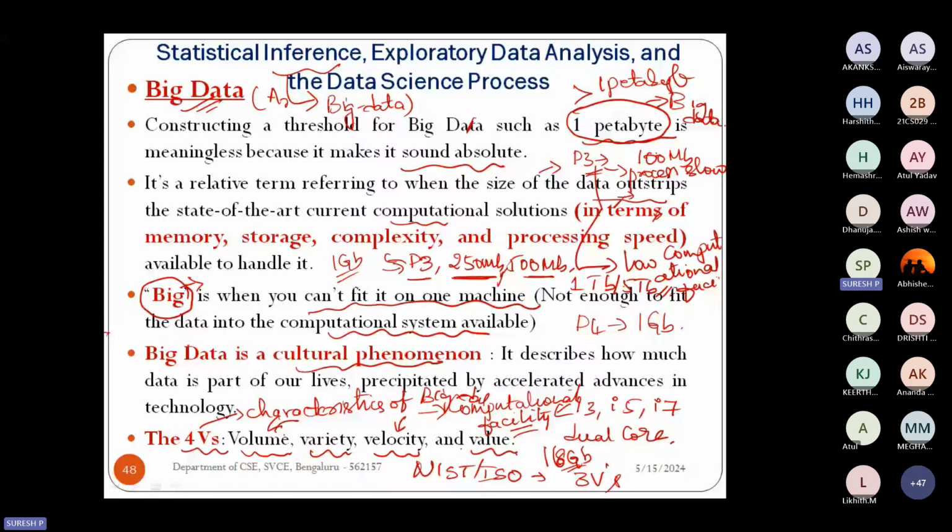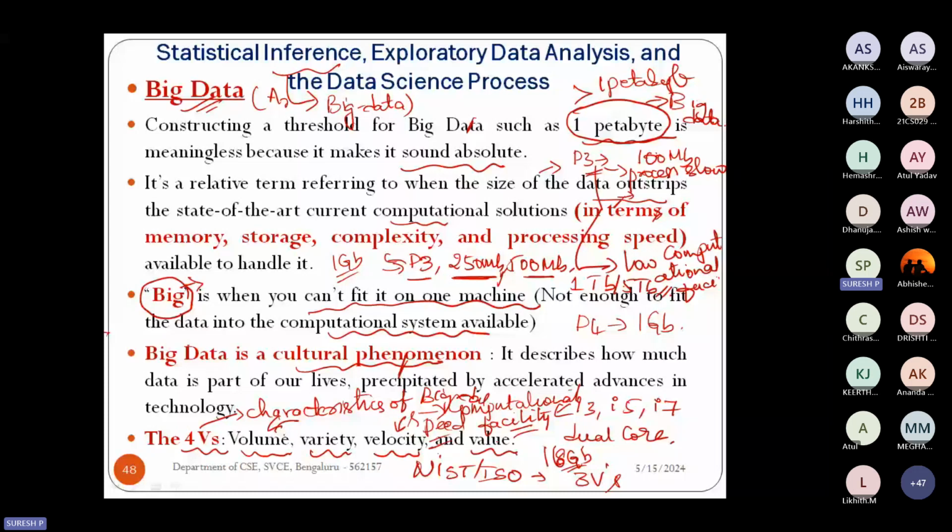Now other V's are also suggested, like velocity is there, scarcity is there. Even that is not considered standard, because someone has to standardize it. So these are the basic 3 V's. According to the NIST and ISO standards, it is basically 3 V's, but what the author has given in the book refers to 4 V's. So the 4 V's according to the author are: one is volume, other is variety, other is velocity, and other is value.